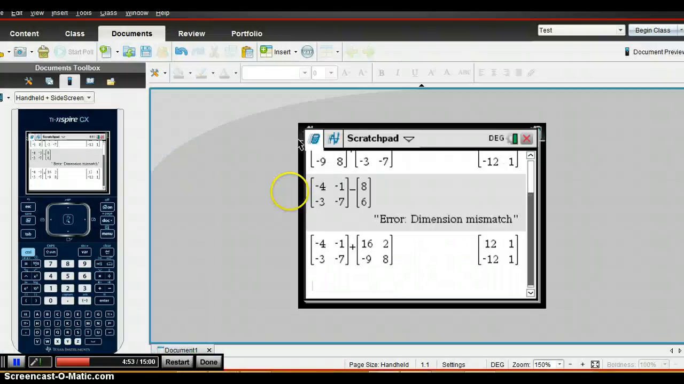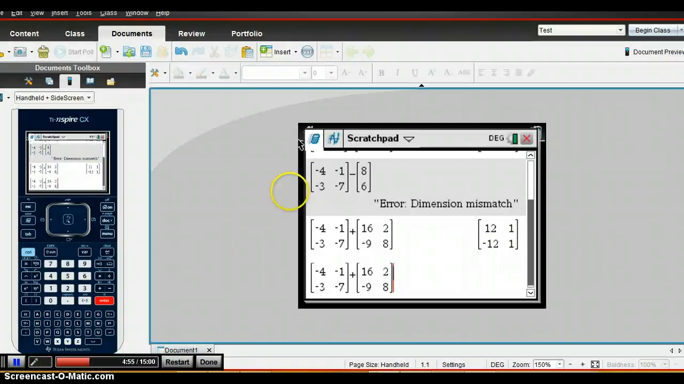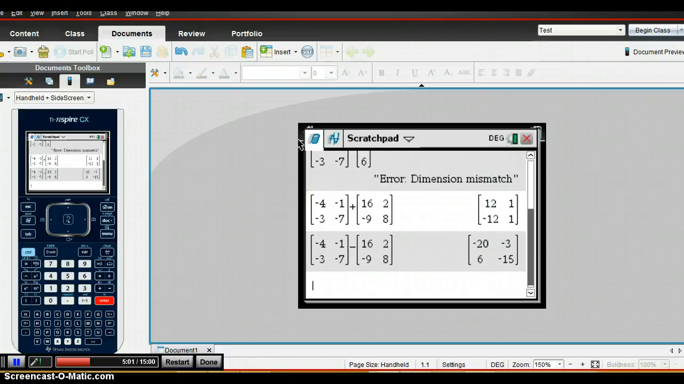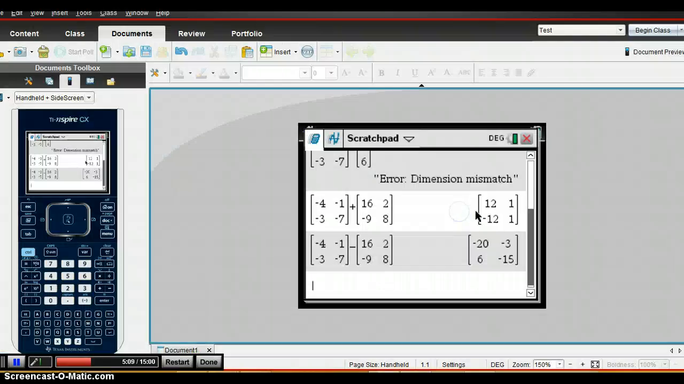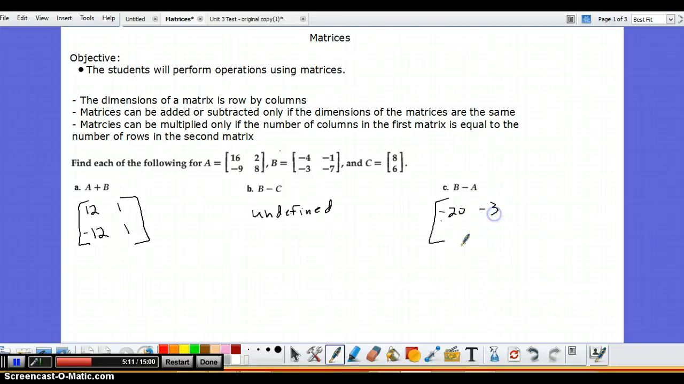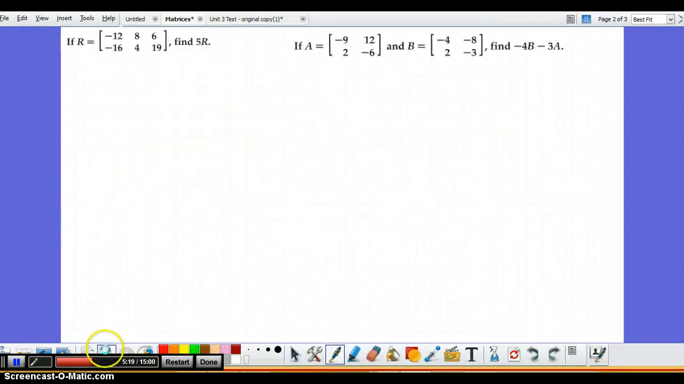Oh, it's minus, not plus. Take that back. We're not adding, we're subtracting. And so we get negative 20, negative 3, 6, negative 15. So right here, with the subtraction, we get negative 20, negative 3, 6, negative 15. All right, real simple.